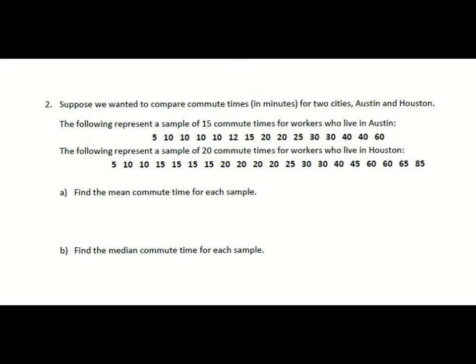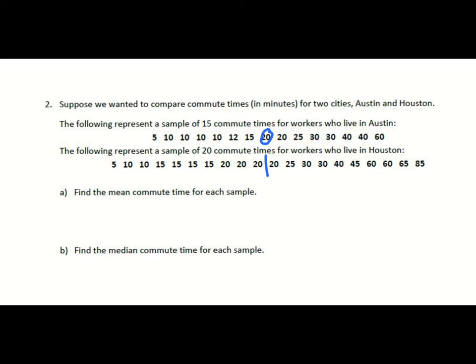So they give you 15 for the first one. Since there is an odd number, you're going to find the middle one. So 1, 2, 3, 4, 5, 6, 7. And so if I go 7 up, then this 20 is going to be my middle one. 1, 2, 3, 4, 5, 6, 7. There is my middle one. That's going to be for my median. And then for 20, 1, 2, 3, 4, 5, 6, 7, 8, 9, 10.